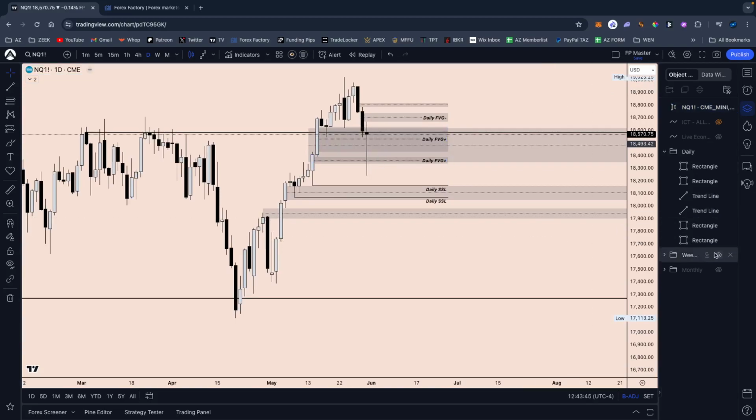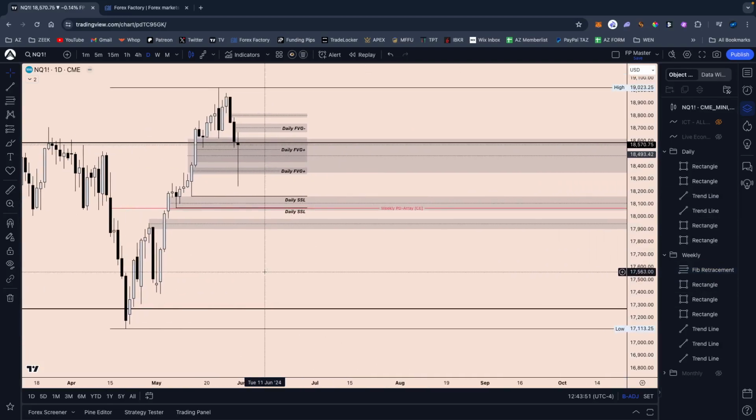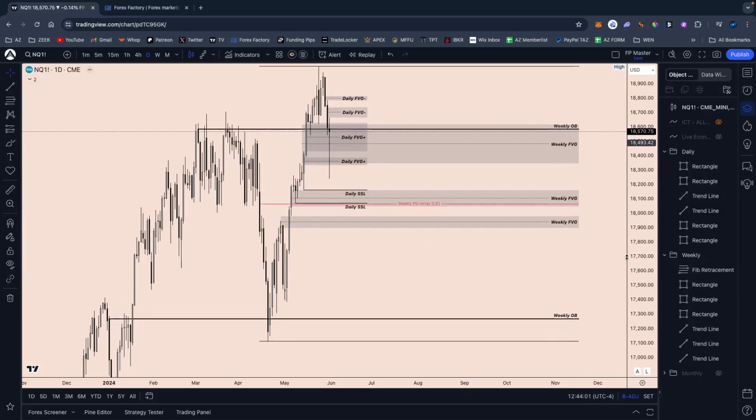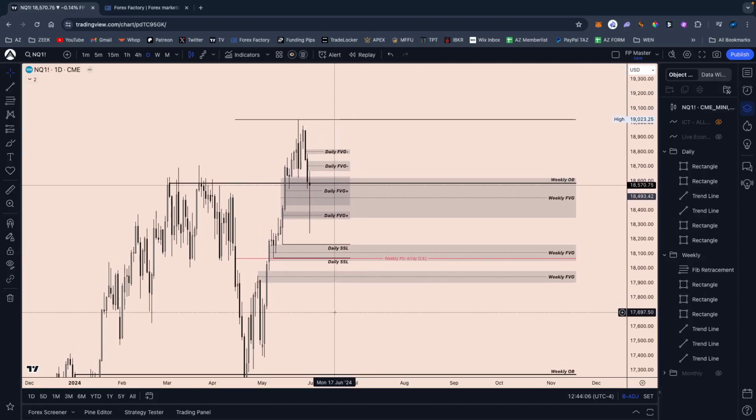And make sure that on the weekly we also see our premium weekly PD array. You can see that the sell side liquidity lines up with our weekly PD array consequent encouragement. So it would make sense to trade into that. Same as it would make sense to continue higher from here.